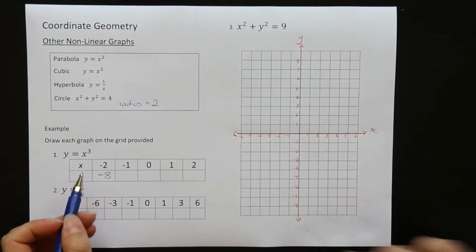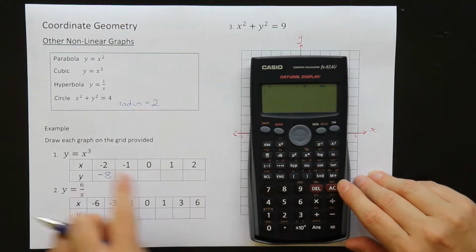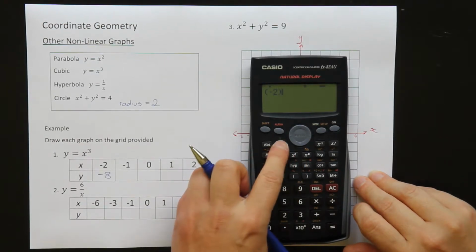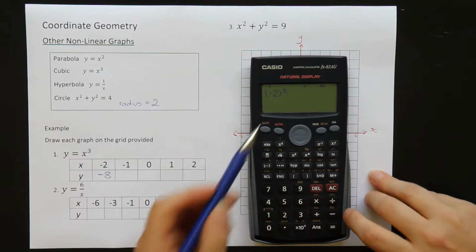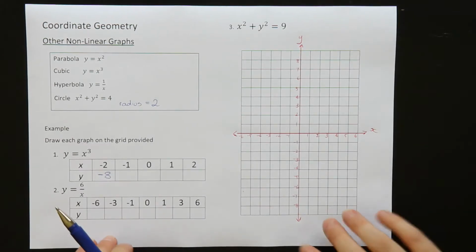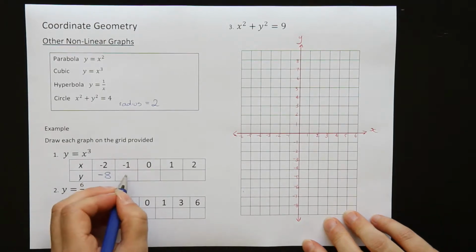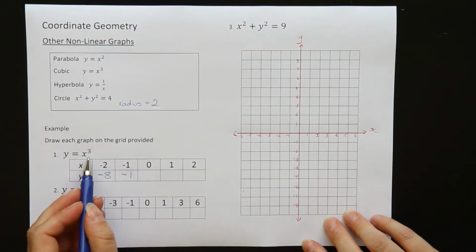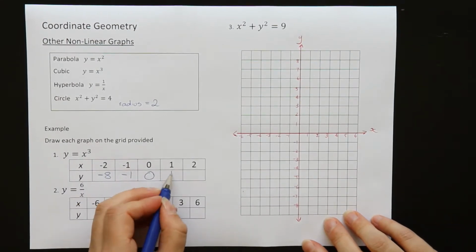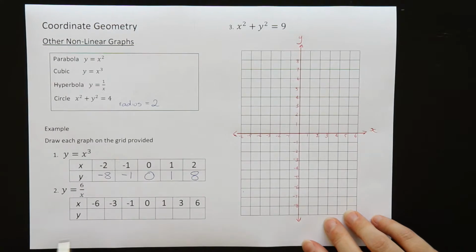Please use your calculator if you need to. On your calculator, you'll have a cubic button. For negative numbers, when you substitute those in, you'll need to use brackets. So negative 2, and then we press that little button on my calculator. It gives me the cube equals negative 8. Let's keep going. Negative 1 times negative 1 times negative 1 makes negative 1. 0 cubed, that's 0 times 0 times 0, still 0. 1 cubed is 1, and 2 cubed, 2 times 2 times 2, is 8.